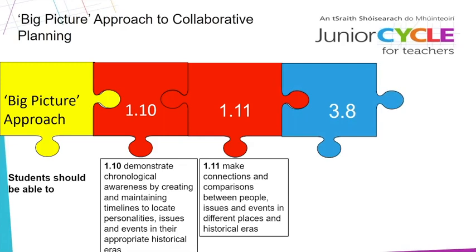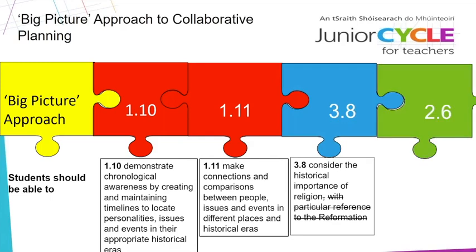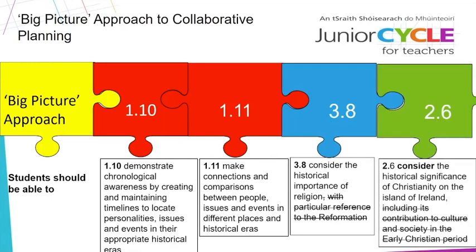The 2 learning outcomes from the contextual strand, Strand 2 and Strand 3, are about the impact of religion on history, both in Europe and in the wider world, and subsequently in Ireland. 3.8 says, consider the historical importance of religion with particular reference to the Reformation. 2.6 says, consider the historical significance of Christianity on the island of Ireland, including its contribution to culture and society in the early Christian period.